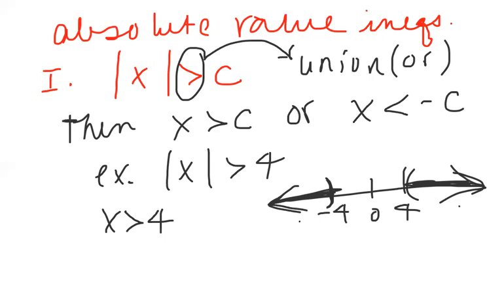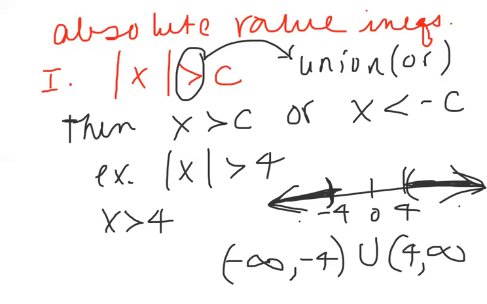So when you express this in interval notation, it will go from negative infinity to negative 4, close off the parentheses. That's the first interval. And then the second interval will be from positive 4, not included, up to positive infinity.